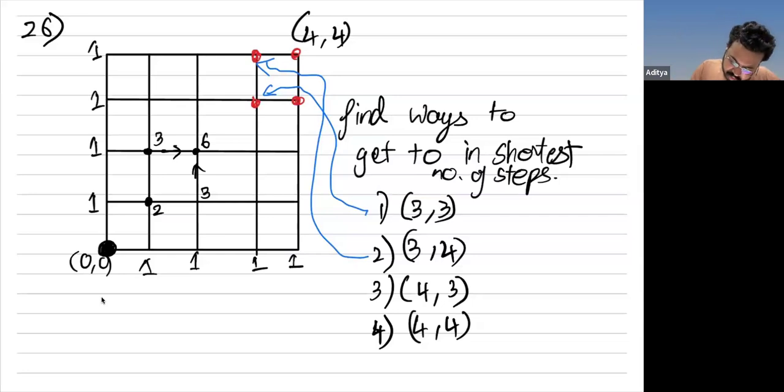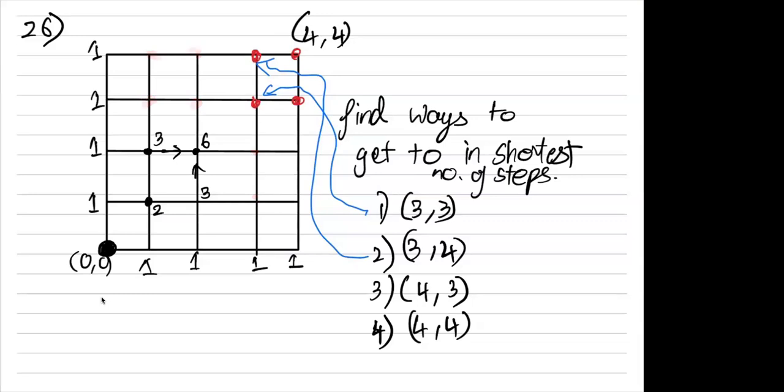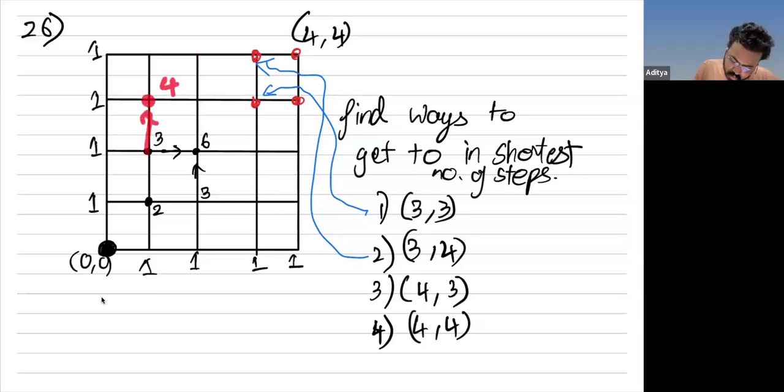Fine. I'll fill up all the spaces right now. I think I've given enough time. The number of ways to reach this point will be 4, 3 plus 1. The number of ways to reach this point will be 5. And then so on. This will be 4, 5. Now, the number of ways to reach this particular point will be 6 and 4. See, there were 4 ways to reach this point and 6 ways to reach this point.